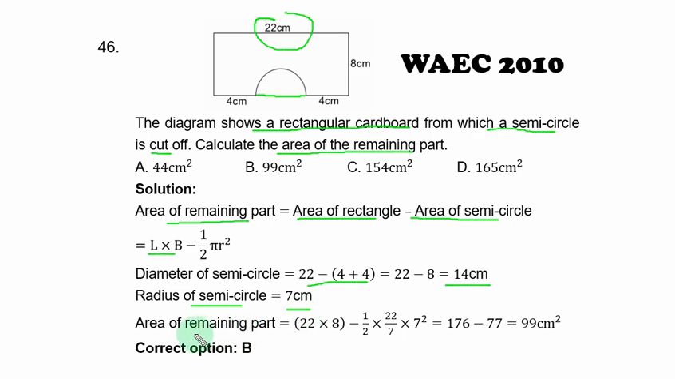Therefore, area of remaining part is equal to the length of the rectangle, 22, times the breadth, 8, minus 1/2 times pi times radius squared. You have it in this form, and that is 99 square centimeters. The correct option is B.